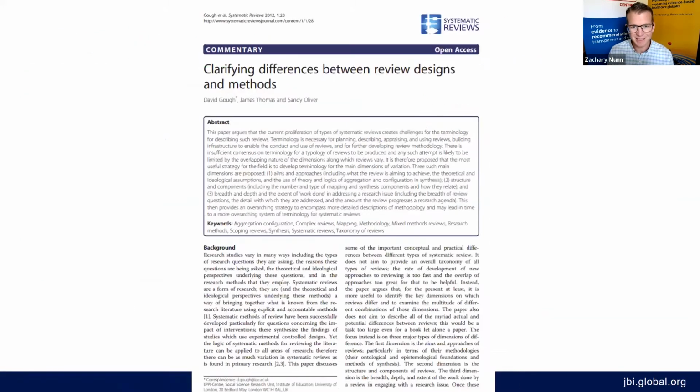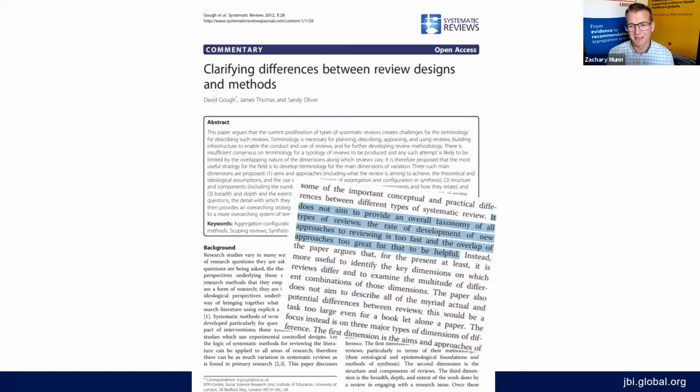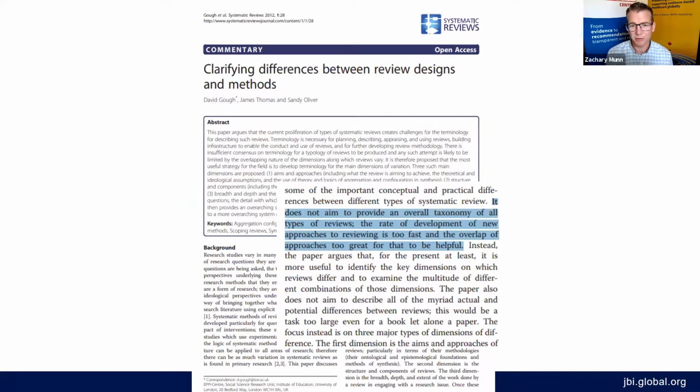And in fact, in some previous work, it was actually said that it's probably going to be too hard to develop an overall taxonomy of all types of reviews and evidence synthesis, because the rate of development of new approaches is perhaps too fast and there is a lot of overlap.